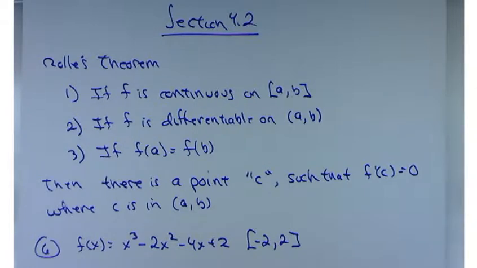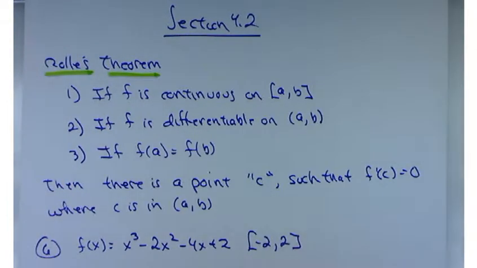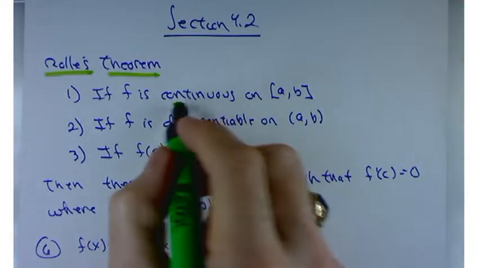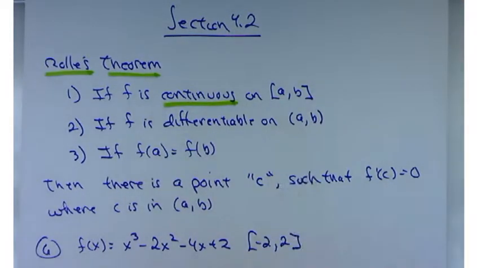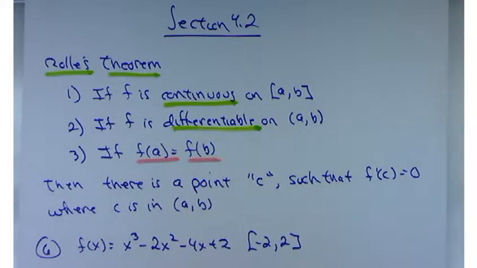So section 4.2 starts with Rolle's theorem. We're eventually going to build this up to the mean value theorem. And Rolle's theorem assumes three things about a function. First of all, it's continuous on the closed interval of a to b. It's differentiable. And the last part here is an important one, that f of b equals f of a. In other words, at the endpoints, it's at the same y height.